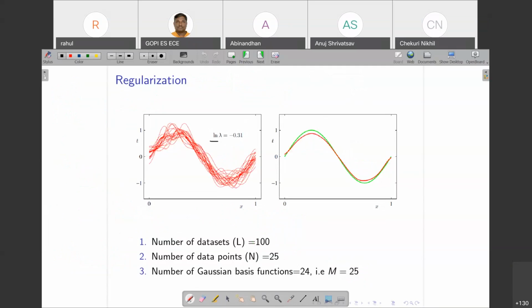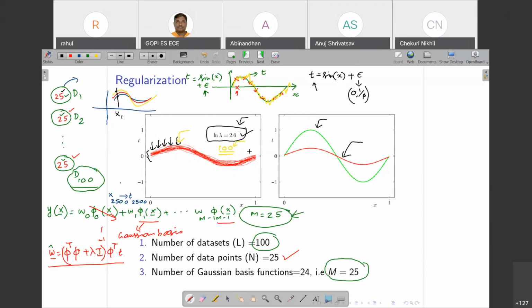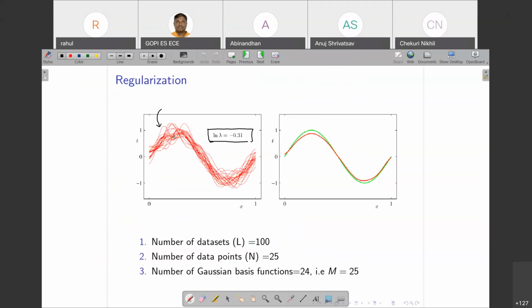You see that here I have chosen this lambda value. ln lambda is minus 0.31. In that case, you see what possible curves you are getting. These are all the possible curves. When you see this one, they are closer to each other, right? So all the possible curves here are closer to each other. But here we have a good deviation. The values are having good deviation.